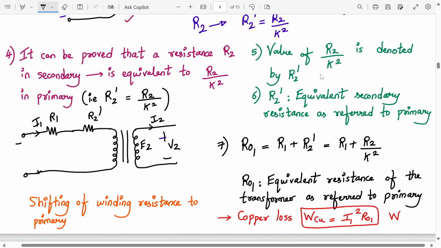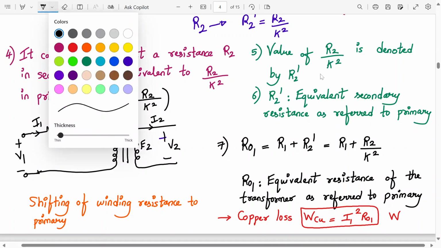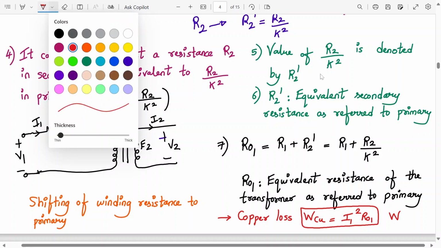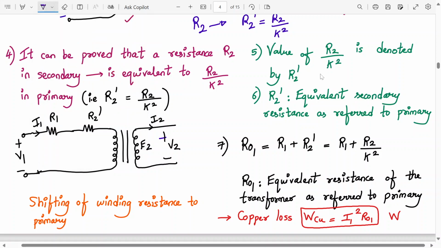No need to draw this diagram again, you have already drawn. Now these two resistances, R1 and R2 dash, are they connected in series or parallel? They are connected in series. So these will get added up. RO1 will be R1 plus R2 dash, where R2 dash is R2 upon K square.